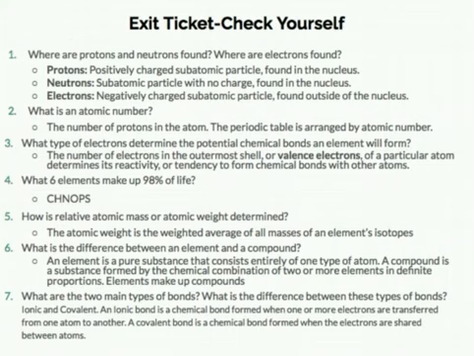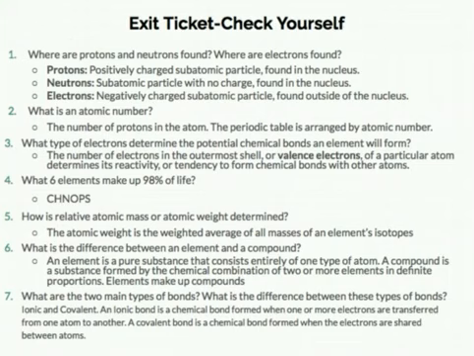What elements make up 98% of life? That was carbon, hydrogen, nitrogen, oxygen, phosphorus, and sulfur. Number 5, how is the relative atomic mass or atomic weight determined? The atomic weight is the weighted average of all masses of an element's isotopes.